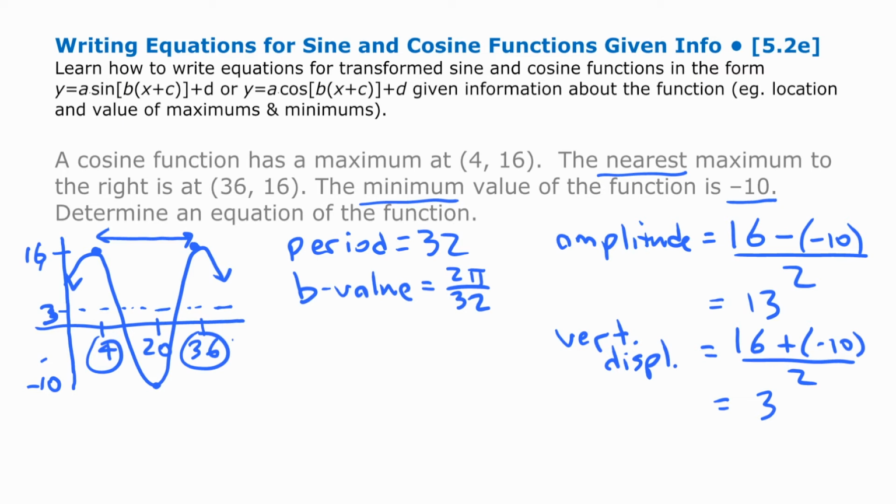And then the last thing we need here is our phase shift. Now that's going to depend on where we pick as the starting point. It makes sense if you have a maximum and you're writing a cosine equation to just use that value, because cosine starts at the top of a cycle. So I'm going to use this 4 to the right here, imagining that the curve is shifted 4 to the right. So phase shift we can say is 4.